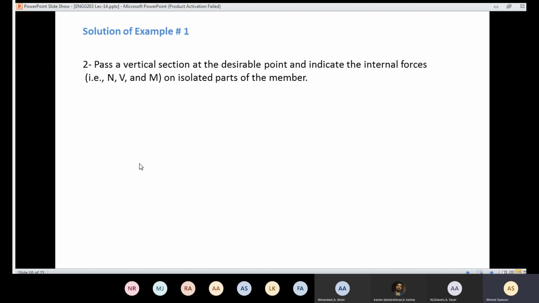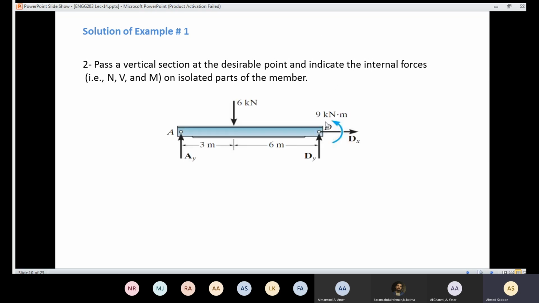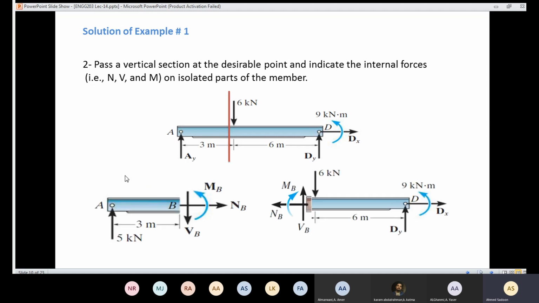Then we are going to move to step number 2. We need to pass a vertical section at the point of interest. So here we have the free body diagram. We already know the value of AY. We are going to take a section here like required in the example, and that is point B. So I'm going to cut here, and as a result, I'm going to have two segments. I have segment AB and I have segment BD.